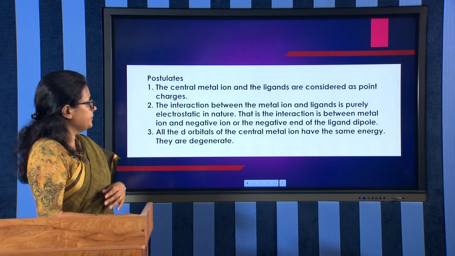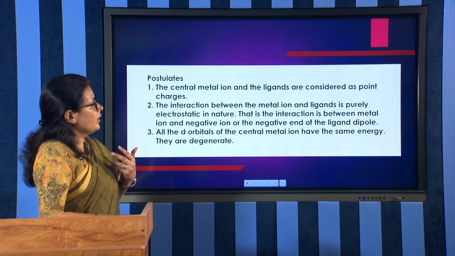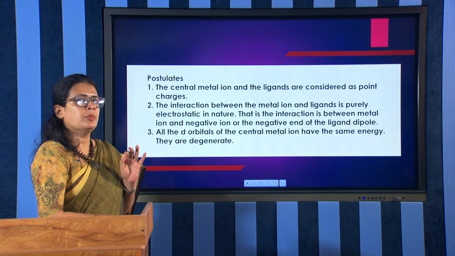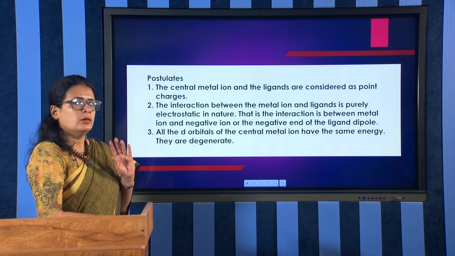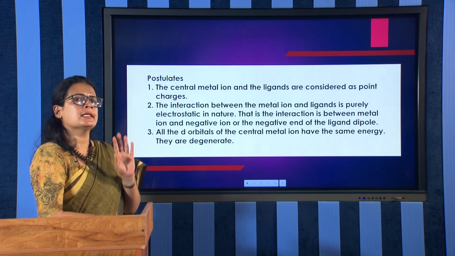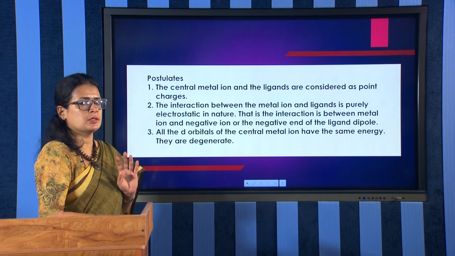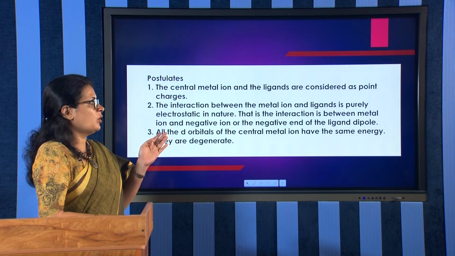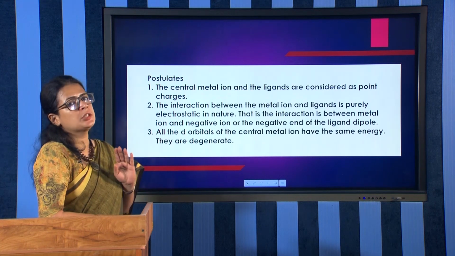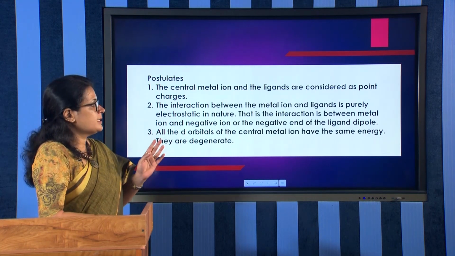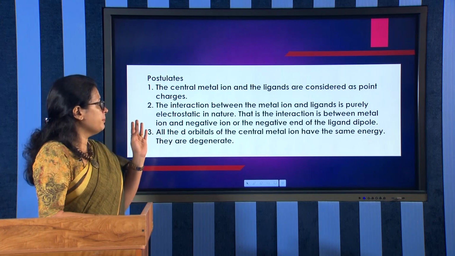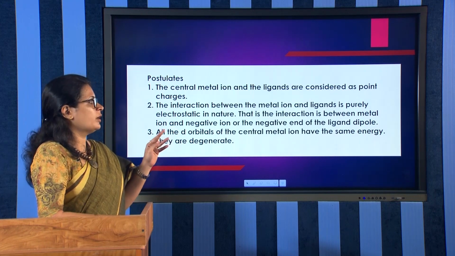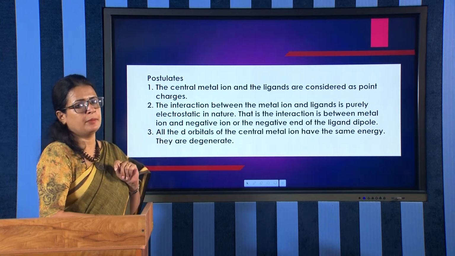Number one is that the central metal ion and the ligands are considered as point charges. That is the most important thing in this theory. The central metal atom and ligands are considered as point charges. And the interaction between the central metal atom or ion and ligands is purely electrostatic in nature. That is, the interaction is between the metal ion and the negative ion or negative end of the ligand dipole.